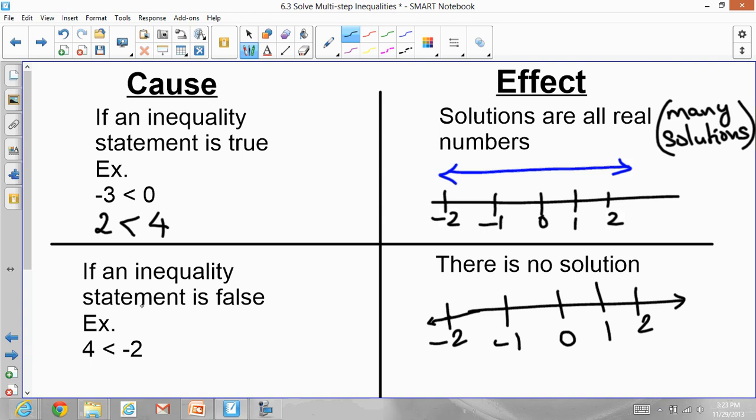Now, if an inequality statement is false, for example, 4 is less than negative 2, which is not true. Or if you take it as 0 is greater than 1, which is not true. So in this case, they are all false. So if it becomes false, then you will not find any solution, no solution.